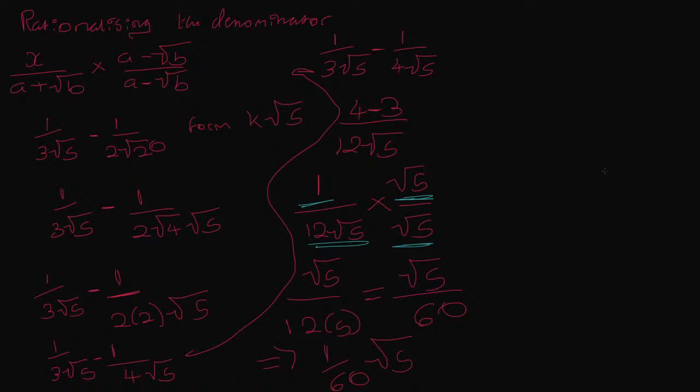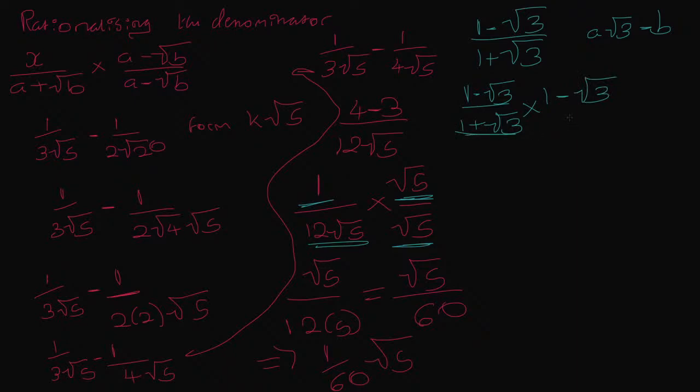So now in the next question we have 1 minus square root of 3 over 1 plus square root of 3. We want to write it in the form a square root of 3 minus b, where a and b are elements of N. So multiply the top and the bottom by the conjugate of the bottom. Okay, so we'll see what that means now. So we'll have 1 minus square root of 3 over 1 plus square root of 3 multiplied by 1 minus square root of 3, because that's the conjugate of the bottom, over 1 minus square root of 3.